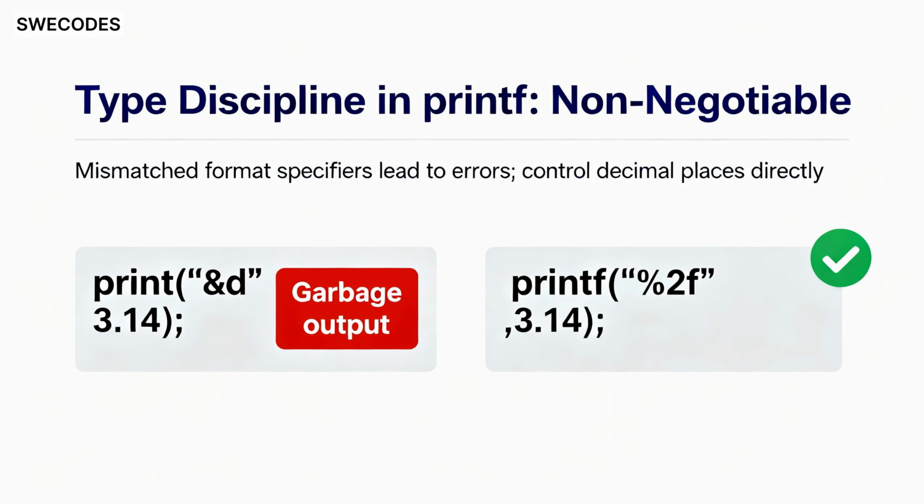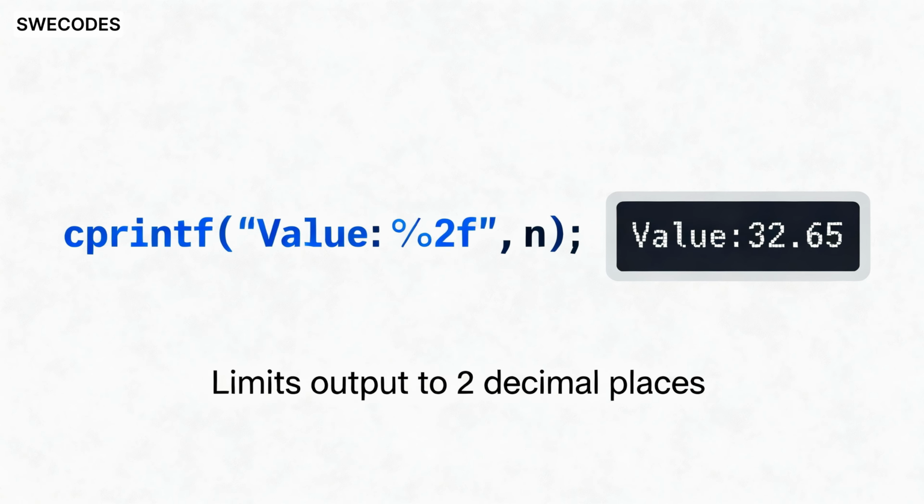Want to print fewer decimal places? You can control that directly with format specifiers. For example, printf("value %.2f\n"). This limits the output to 2 decimal places, giving you value 32.65. Every professional C programmer uses this trick to control output precision, especially when formatting data for reports, logs, or user interfaces.